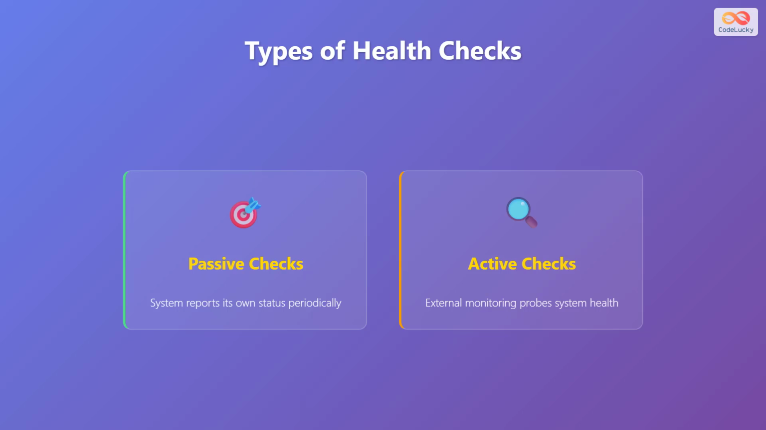There are primarily two types of health checks: passive and active. Passive checks involve the system reporting its own status periodically. Active checks, on the other hand, use external monitoring probes to assess the system's health.